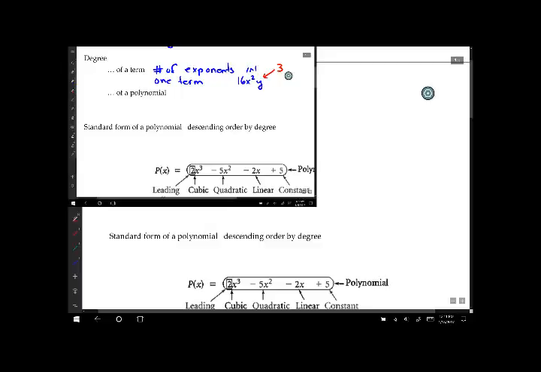If we have another one over here, 14abcd, how many exponents do we have? 4. So the degree would be 4, because you have 1 plus 1 plus 1 plus 1. So just as some examples of what degree is, and the degree of each one of these is in red. The degree of a polynomial is the highest degree of one term.